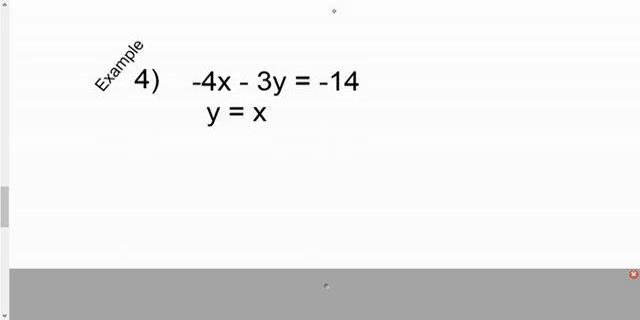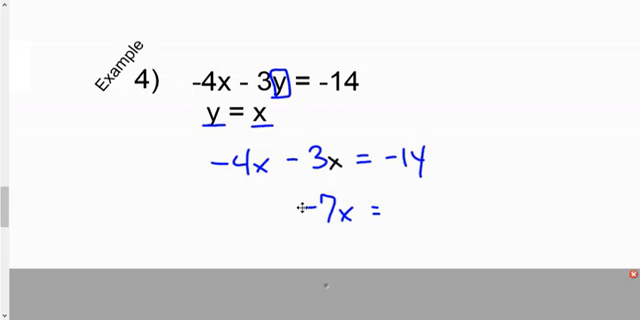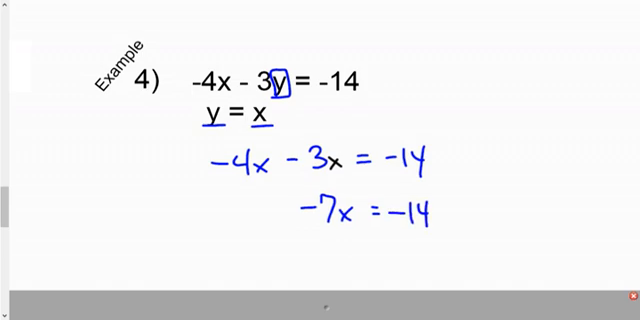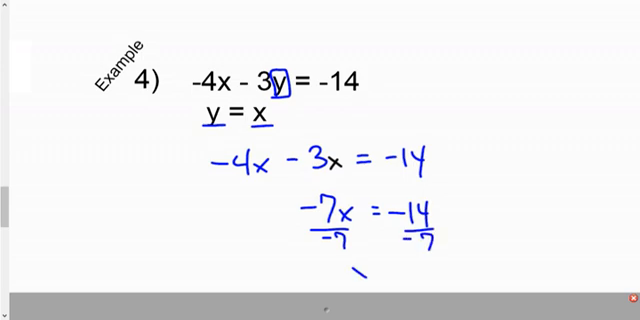Y equals x. So anytime that you see a y, we're going to replace it with an x. So this y right here is going to be replaced with an x. -4x minus 3 instead of a y. That y is equal to an x. And now we can go and solve. -4 minus 3 is -7x. Divide both of them by -7. And x would be equal to 2.